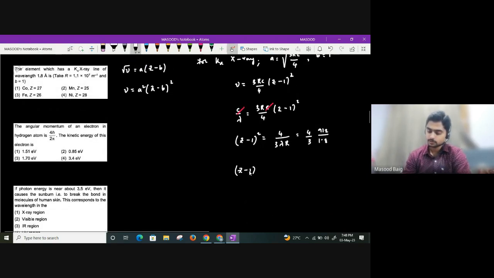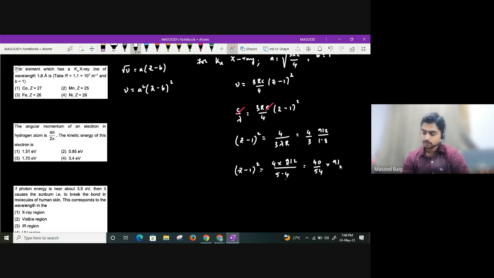So Z minus 1 whole square, if we consider, how much will you get? If I write 4 into 912 divided by 5.4, you will get, guys, if I take this as 1000 and this as 5, 2000 you will be getting. Or if you just solve for it, you will get 40 divided by 54 into 912. If you solve this, you will get the value of Z minus 1. Can you find that value, all of you? Yes or no? Near about, you can just check how much you are going to get. If you take this as 50, you will get near about 18 again. So almost 18 you are going to get.